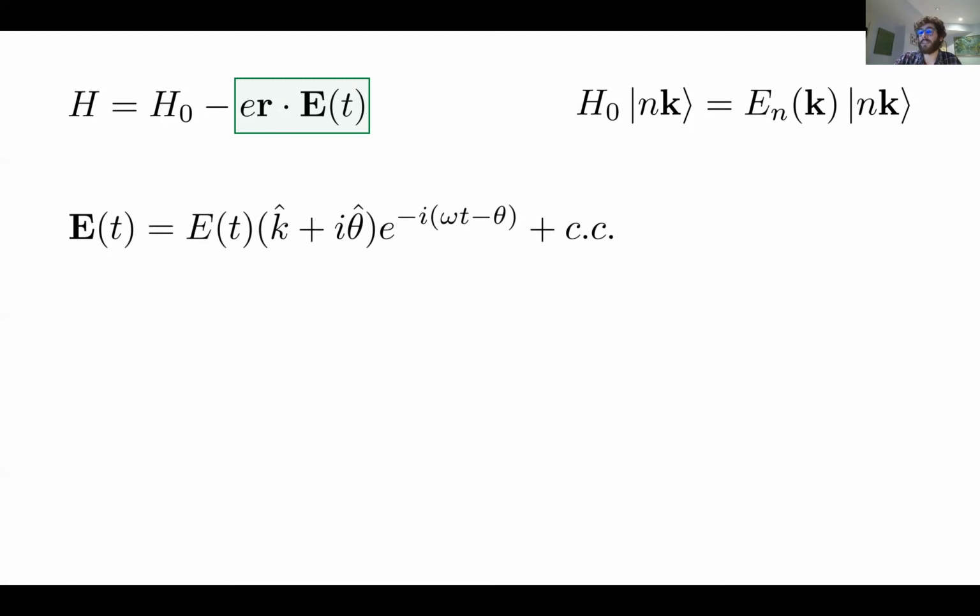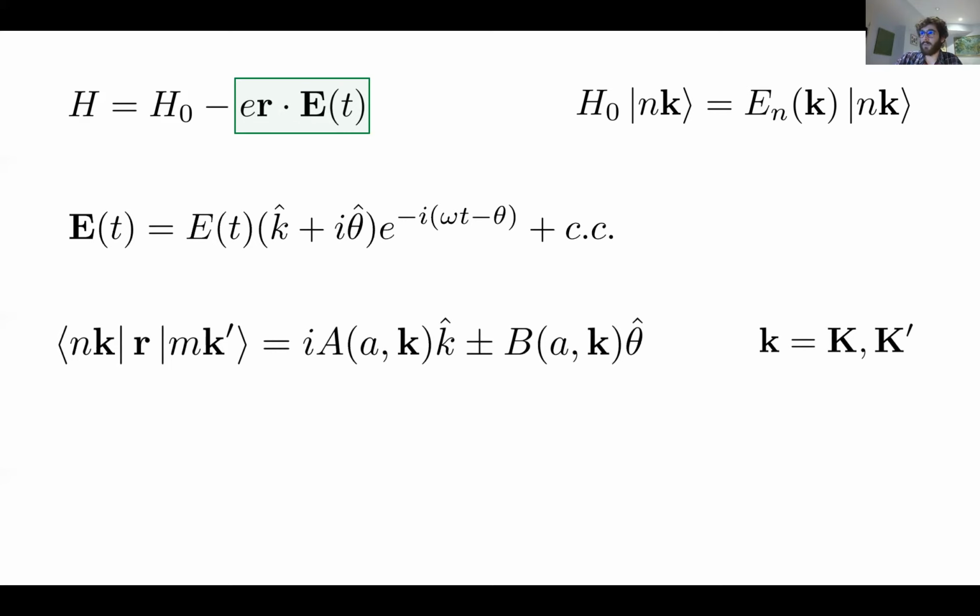In particular, a right-hand circularly polarized field, which has this envelope function out front, which we'll take to be a Gaussian, and it's centered at a frequency omega. Notice we're working in polar coordinates here. Next, one can show that the matrix elements of the position operator with respect to the energy eigenstates of the unperturbed Hamiltonian take the form here, where A and B are real and positive functions of the bias, little a, and the wave vector k. And crucially, notice that the form of this function looks different depending on whether we're in the K or K prime valley.